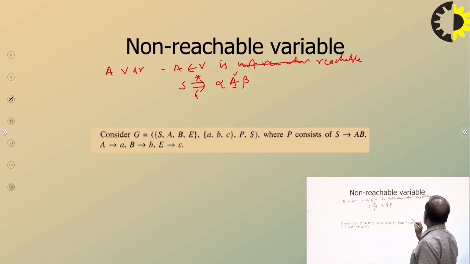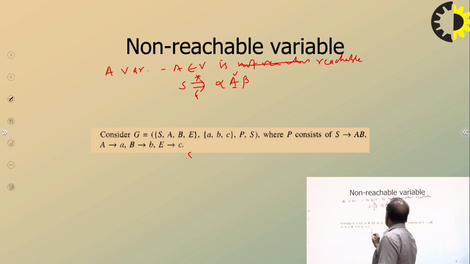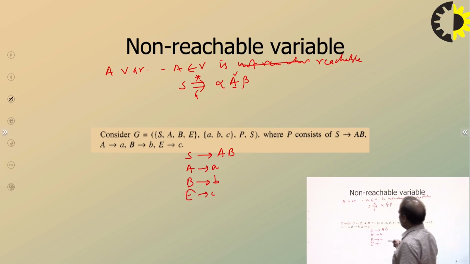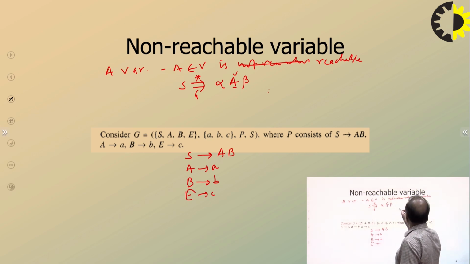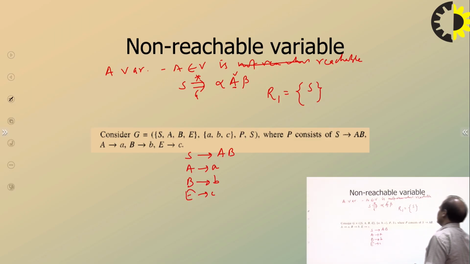Let's consider this grammar. S goes to AB, and A goes to small a, and B goes to small b, capital E goes to small c. This is the grammar which was obtained after removing the non-active variable. So the first step is to remove the non-active variables, then come to the non-reachable variables. If we are making the reachable set, let us take R1. The starting symbol will be included in R1, right? Because we assume that the starting symbol is reachable by itself, okay?